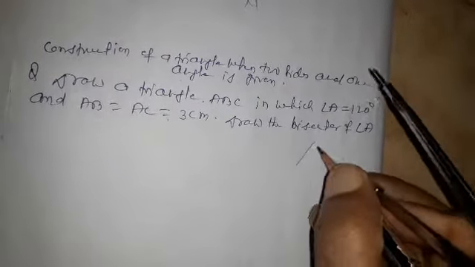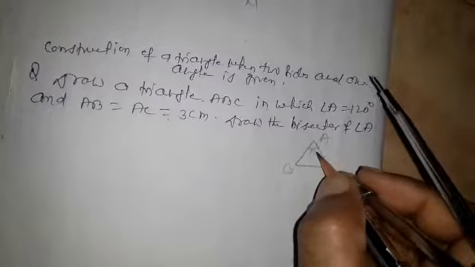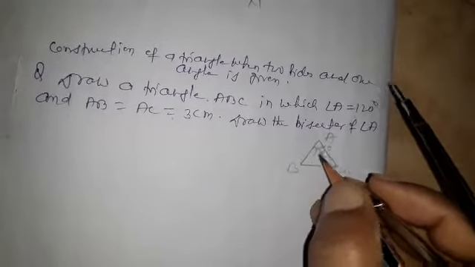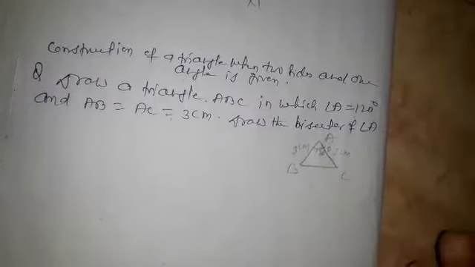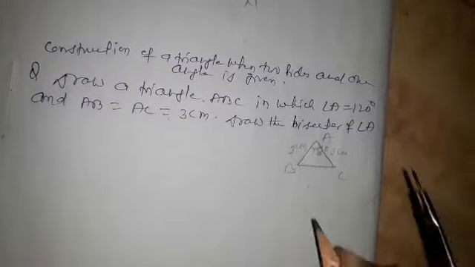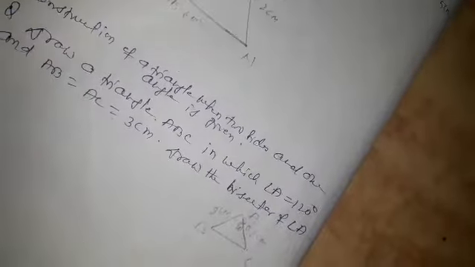Here ABC is a triangle in which A is 120 degree. This is rough sketch. AB and AC are 3 cm. Draw bisector of angle A. So first we draw AB of length 3 centimeter.